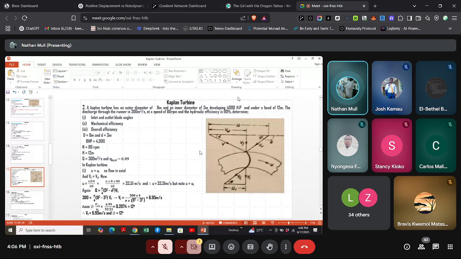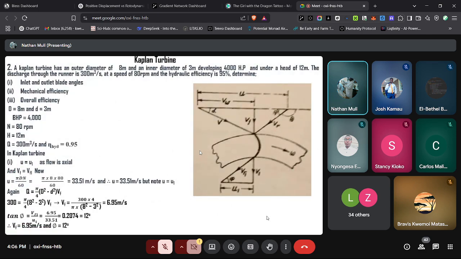Maybe a small correction here to say what phi equals: VF1 by U1. You can say that it is 6.95 by 3.51, and that translates to 0.2074 arctan. That gives us 12 degrees. Otherwise, VF is 6.95 meters per second, while phi is 12 degrees. These are very simple things to understand.